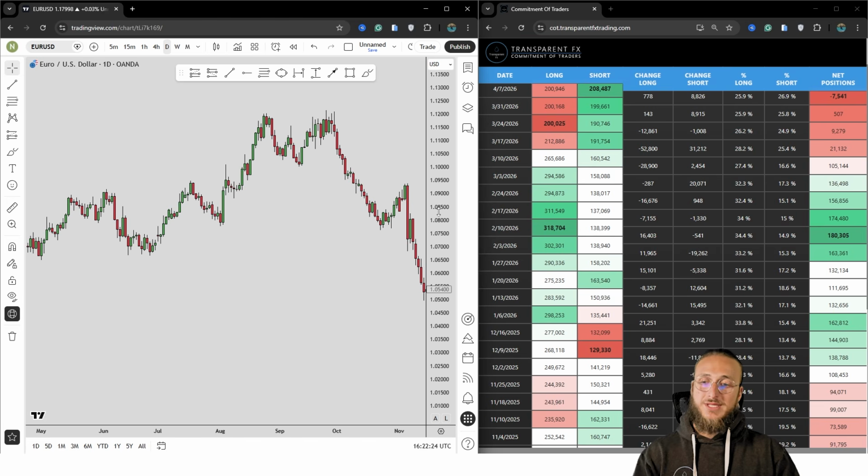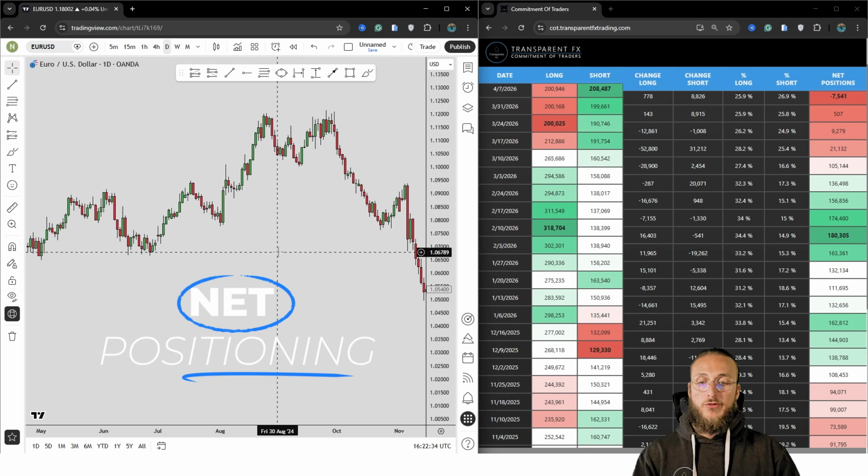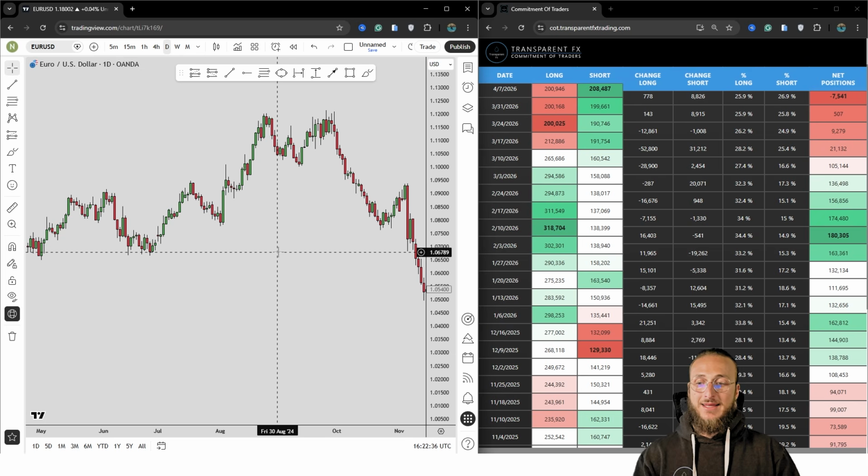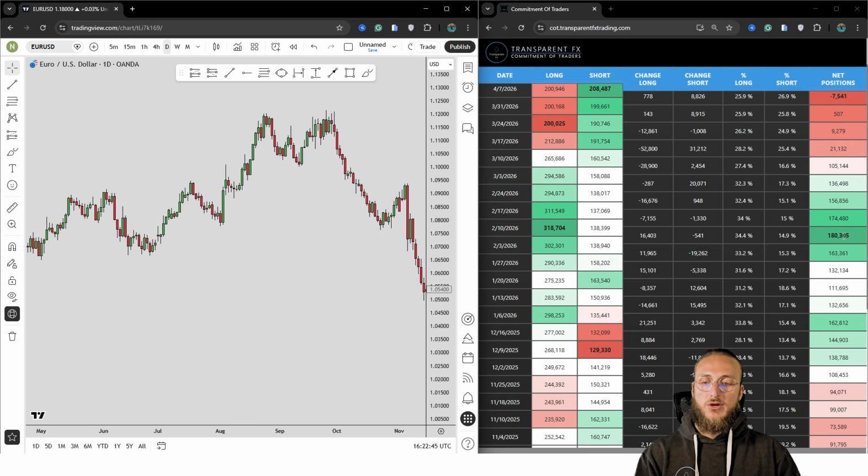The second use is spotting when positioning is becoming too one-sided. So if you start seeing very stretched bullish positioning or very stretched bearish positioning, that tells you the market may be getting crowded. So for example, here with this 180K net positioning. Now, this is important because a crowded market does not mean it has to reverse immediately right now. A market can stay crowded for a long time, but once the positioning becomes very one-sided, it becomes more selective.